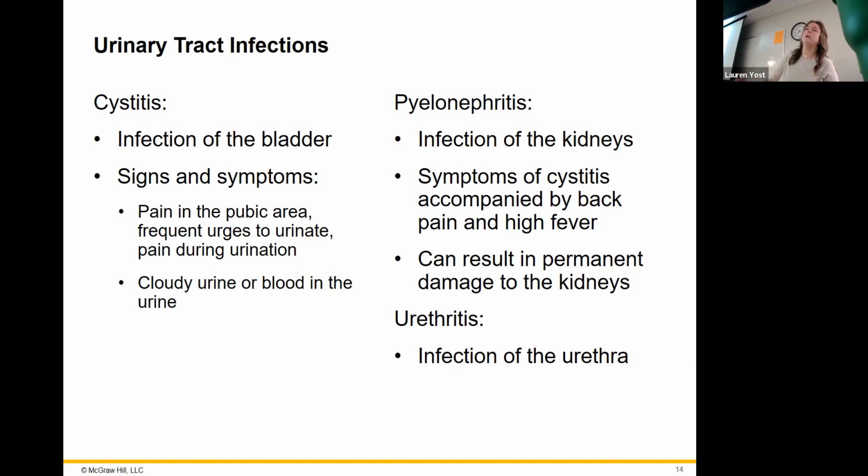But anyways, with cystitis, you're going to have pain in the pubic area, urge to urinate, and pain during urination is not uncommon. Burning is not uncommon, and even sometimes difficulty urinating if there's enough inflammation. Cloudy urine, blood in the urine. It leaves out what I feel is a more obvious symptom of cystitis, which is the smell. It smells like rotten eggs.